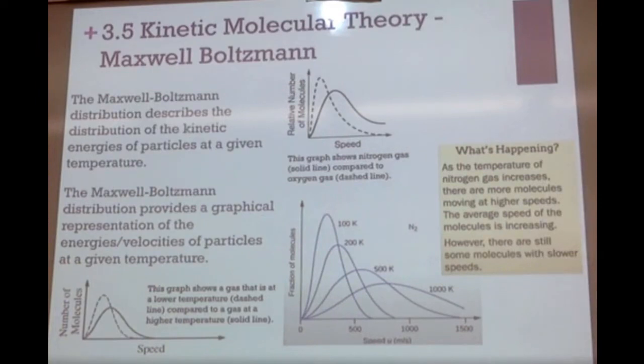The Maxwell-Boltzmann distribution is a graphical representation of the speed of molecules. It could be different gases, which means we look at molar mass. It could be different temperatures.